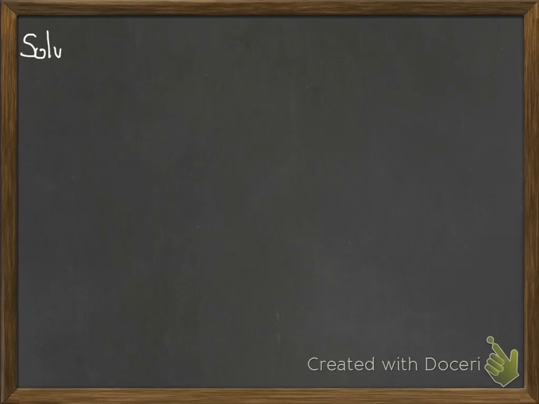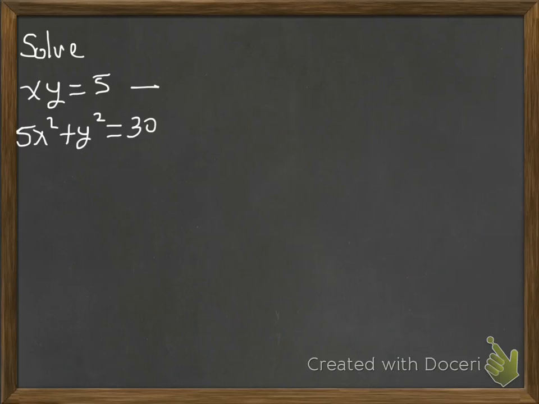So we're going to solve x times y equals 5. So that is going to be a reciprocal function. It doesn't look like one right now. And then 5x squared plus y squared equals 30. That's going to be an ellipse. So what we're going to do is solve the first equation for y. You could solve it for x. Looks like solving for y might be a little bit easier, because when we substitute it in, we'll have not as messy of a thing to do.